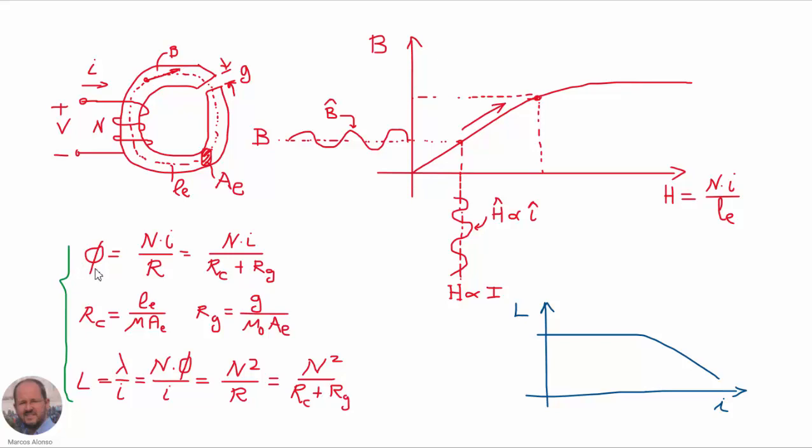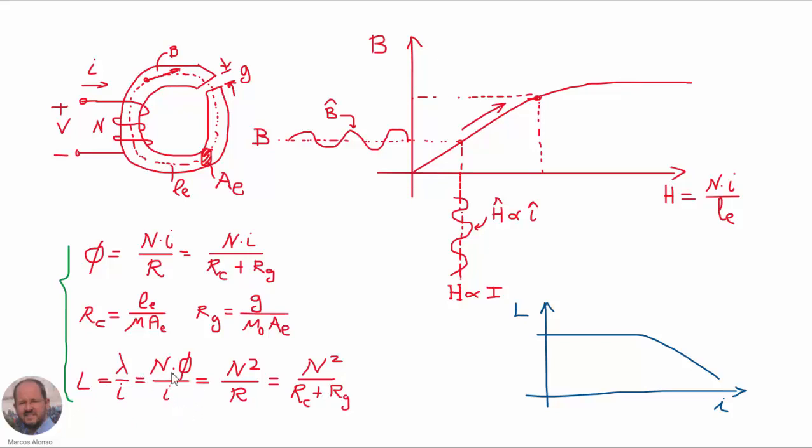We have the magnetic flux, which is equivalent to the magnetomotive force divided by the reluctance. The reluctance consists of two components, the reluctance of the core and the reluctance of the air gap. And we have here also the well-known expressions for the values of the reluctances, and also we know that the inductance that we are going to have is the flux linkage divided by the current through the inductor. So we can use these expressions here.